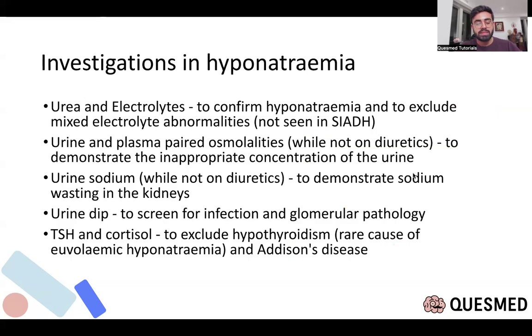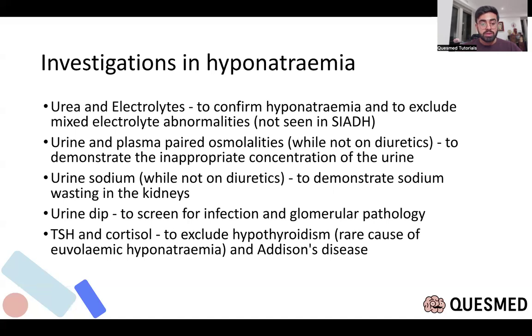In terms of the investigations you want to do, this is probably more of a real life point rather than necessary for your exams, but it can come up, what investigations would you want to do? And essentially it's these 5 primary things. So you want to do a urea and electrolytes to confirm the hyponatremia. You want to do urine and plasma paired osmolality, and if they aren't on diuretics, that would be more ideal, but if they are, that can sometimes impact the results.